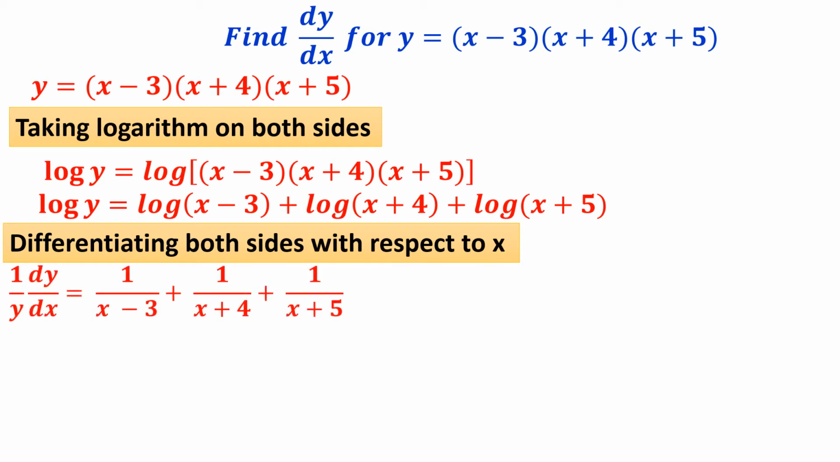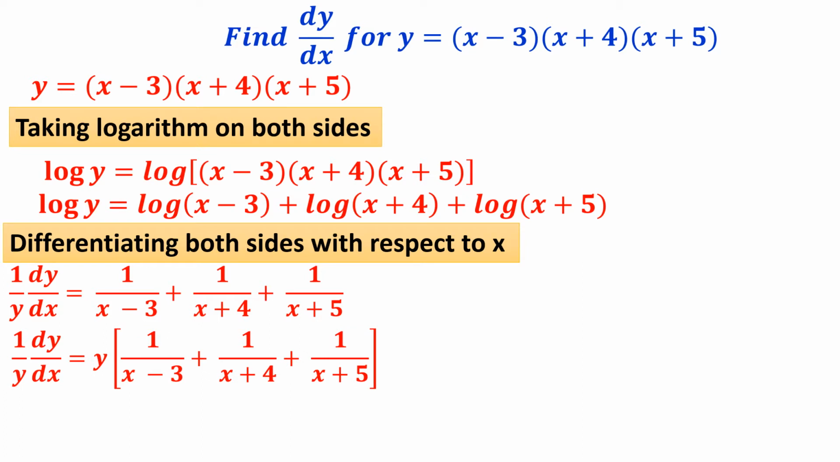Therefore log y differentiation is 1 by y dy by dx. Log of the first one is 1 by something. Log of the second one is 1 by something. Log of the third one is also 1 by something. But here the d by dx of x minus 3 is 1. D by dx of x plus 4 is 1. D by dx of x plus 5 is 1. Therefore, we are not writing it.